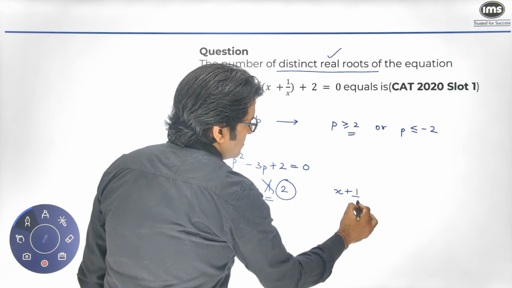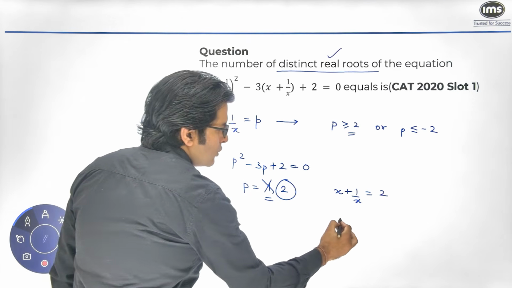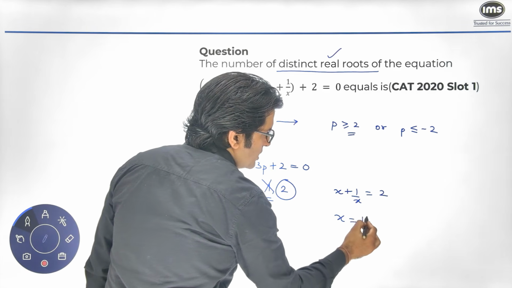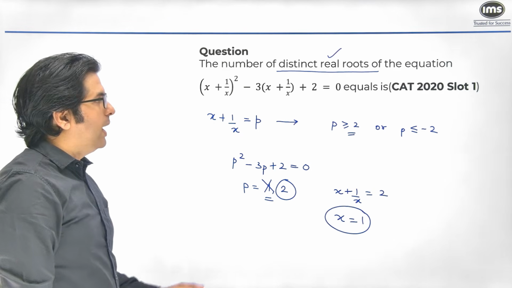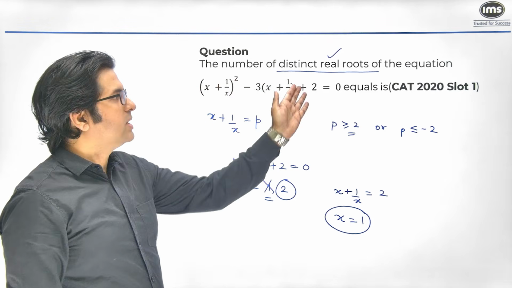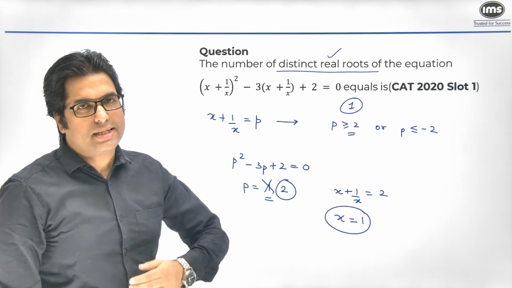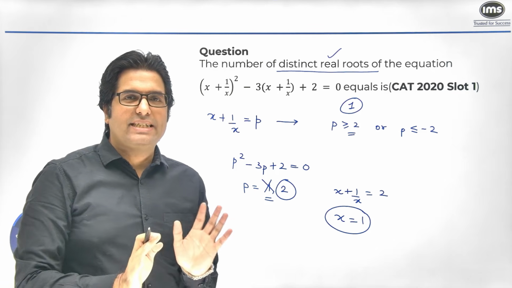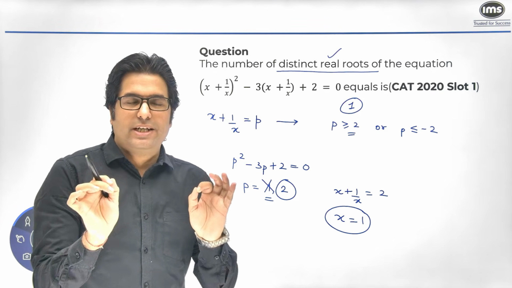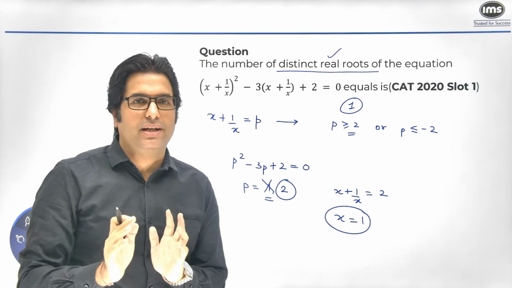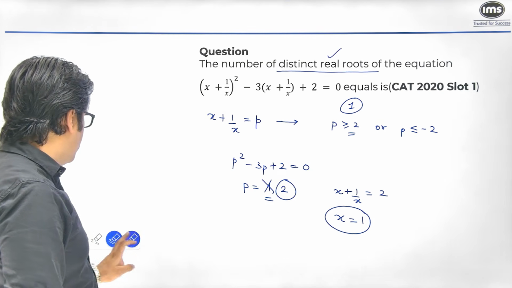What was p? x plus 1 by x. This is equal to 2. So the only answer that we are going to get is when x is equal to 1. Correct answer for number of distinct real roots for this question, therefore, since this is a numeric-entry question, you'll put the answer as 1. Pretty easy, very straightforward, just based on one simple concept of AM greater than or equal to GM.